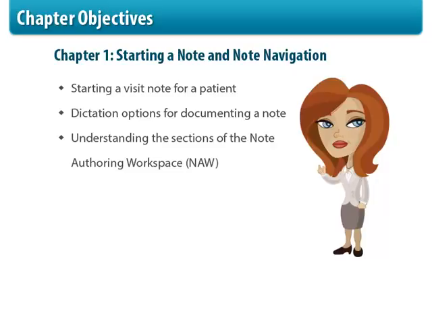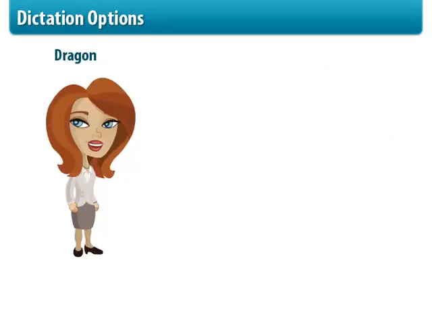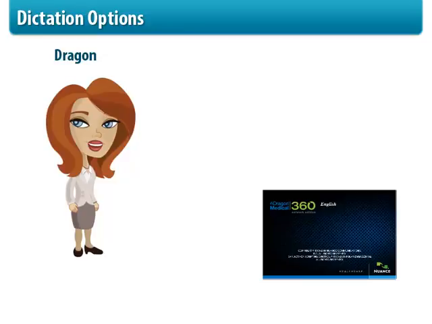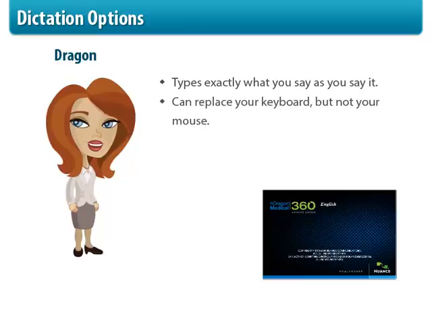The preferred method of dictation at UK Healthcare is Dragon. Dragon is a voice recognition program that will allow you to use a microphone instead of a keyboard to help you input text into your note. Dragon still requires that you use a mouse to click on radio buttons and checkboxes, but it can eliminate your need to type information into your notes.